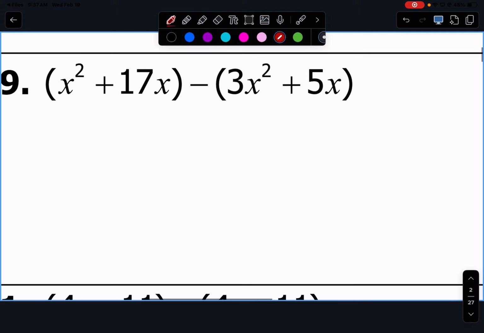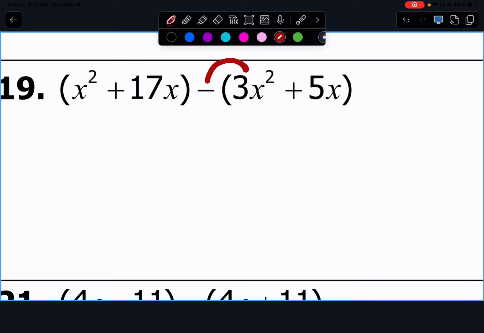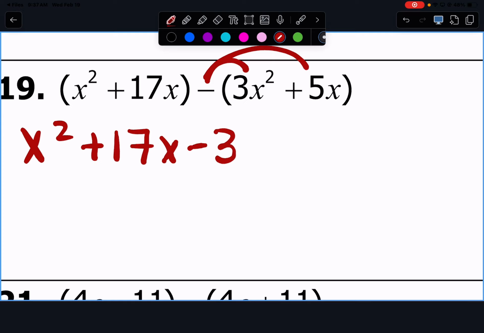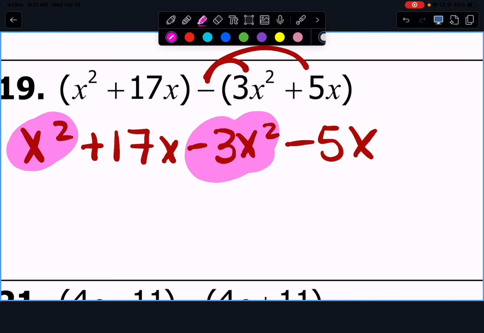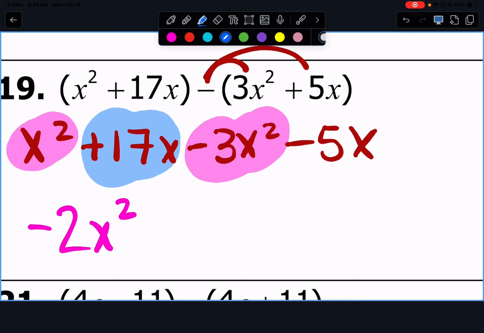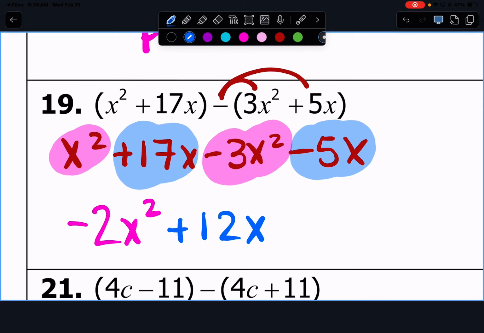All right, 19, we have to subtract. So I have to pay careful attention. I'm going to distribute that negative. So I get x squared plus 17x minus 3x squared minus 5x. So what do I need to start with? Your x squared minus 3x squared is what? Positive or negative? Negative. Negative 2x squared. Then what do I do after that? What is 17x minus 5x? 12x plus 12.